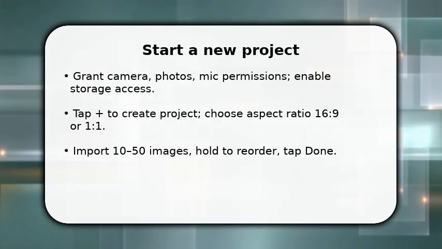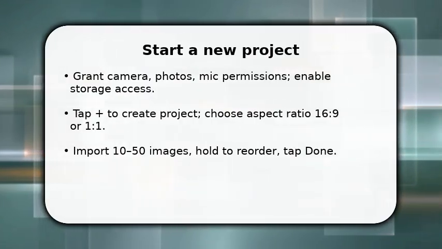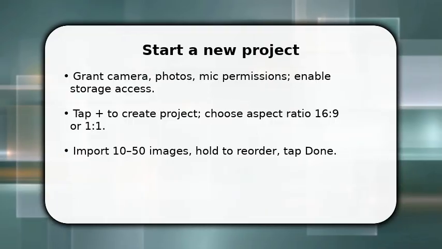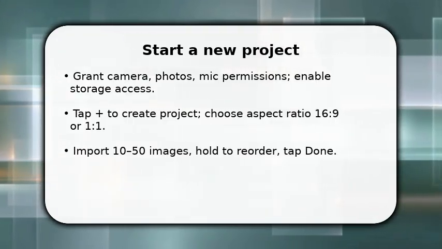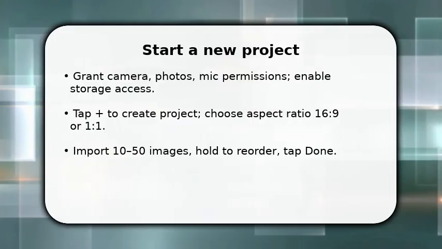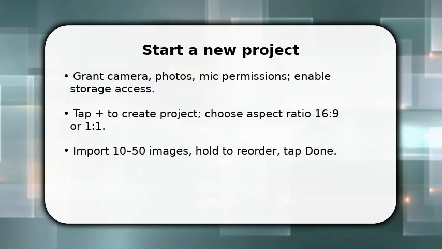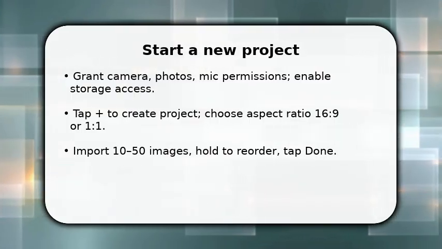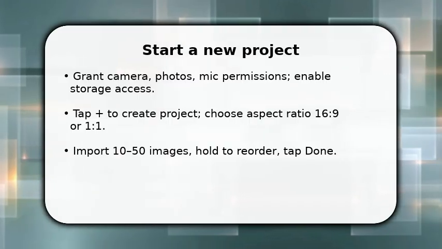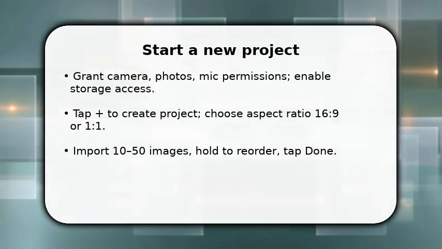You've got permissions set. Now begin. Open the app and tap the plus button to start a new project, selecting the proper aspect ratio for your platform. Once you import 1050 photos, hold and drag to reorder them into narrative sequence. Make sure to pick an initial template only if you want pre-built pacing, otherwise leave timing manual. This first pass establishes the visual flow, so set rough durations before diving into detailed edits.